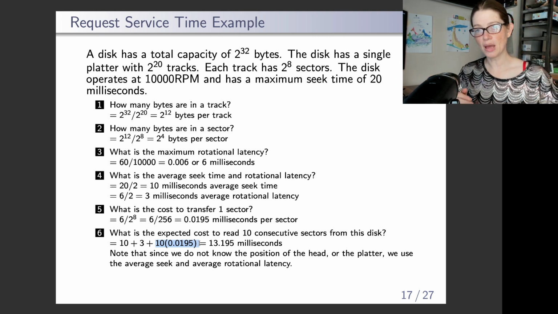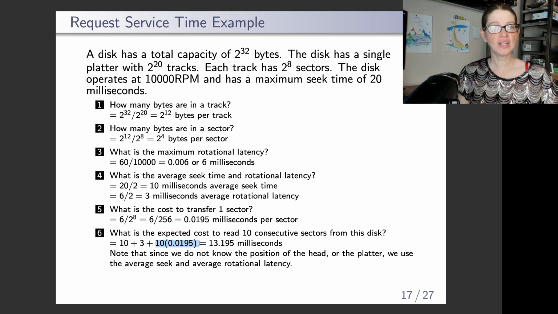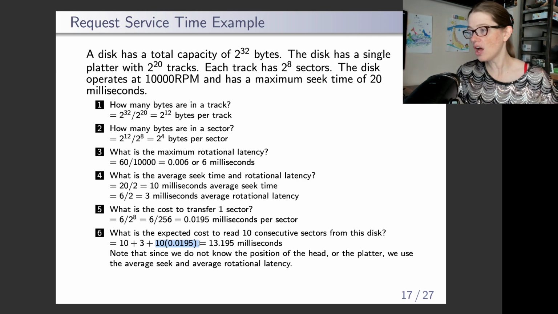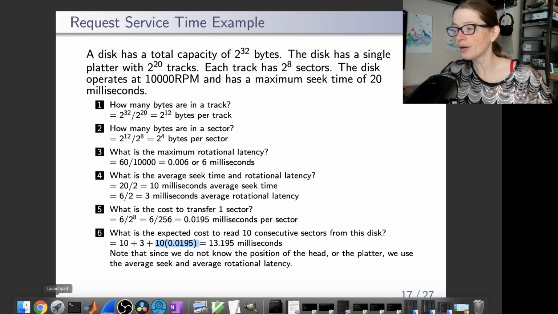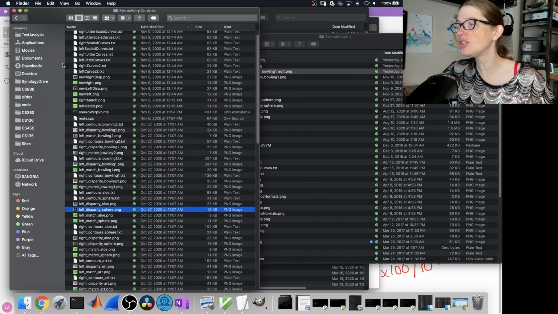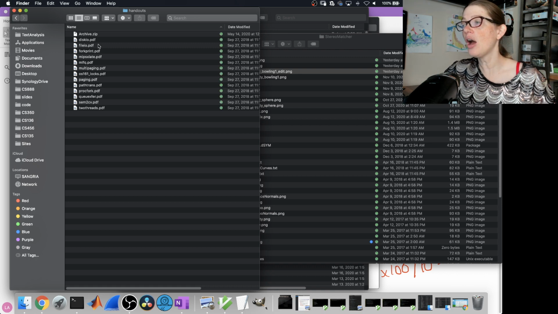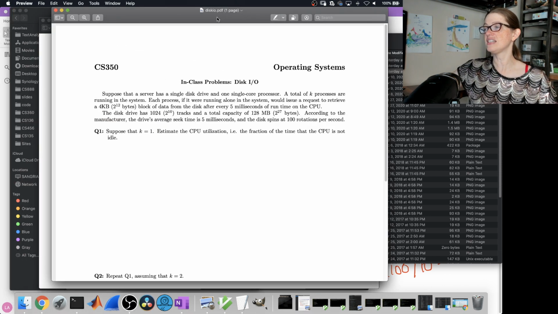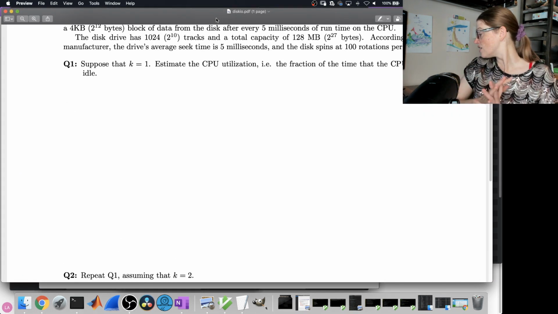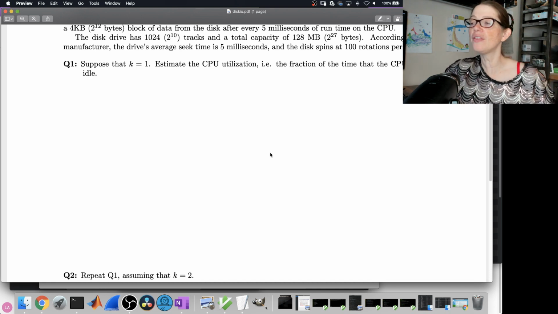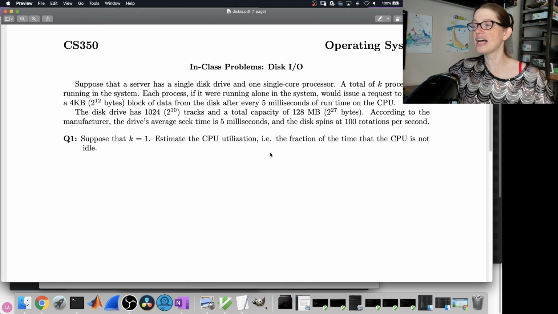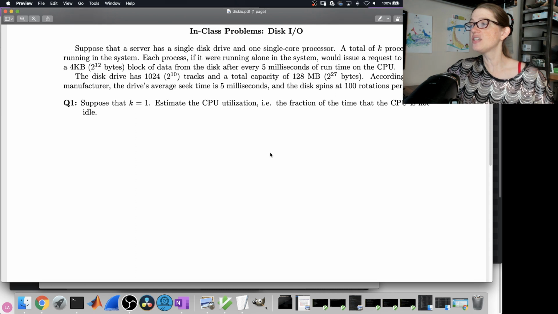Very quick example. The math here is fairly straightforward, so I don't want to spend a lot of time on it. However, I'm going to introduce a problem to you today, and we're not going to take it up today. We will take it up next class, so that'll give you an opportunity to actually give it a try. I believe it's disk.io. Yes, it's disk.io. So again, this is in the zip archive of in-class problems, and this one is called disk.io.